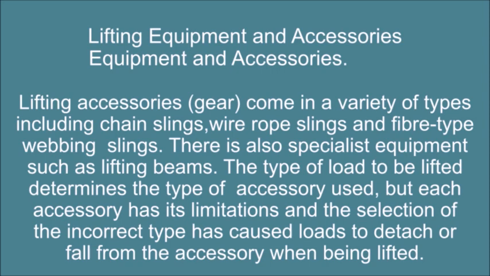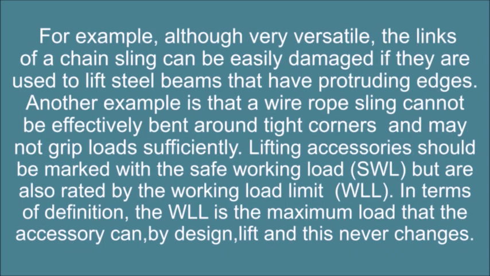There is also specialist equipment such as lifting beams. The type of load to be lifted determines the type of accessory used, but each accessory has its limitations and the selection of the incorrect type has caused loads to detach or fall from the accessory when being lifted. For example, although very versatile, the links of a chain sling can be easily damaged if they are used to lift steel beams that have protruding edges. Another example is that a wire rope sling cannot be effectively bent around tight corners and may not grip loads sufficiently.